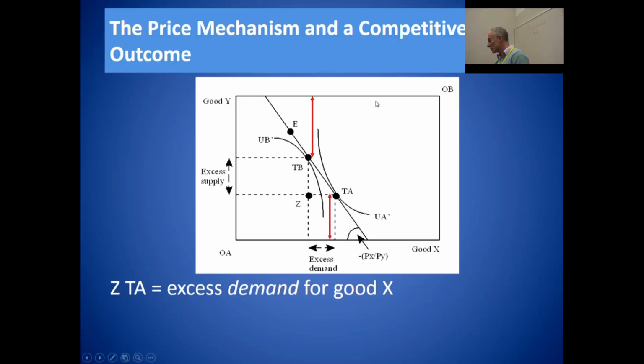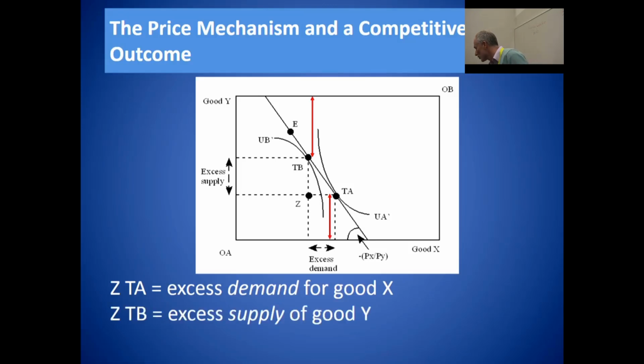Person B, measured from his origin, wants to be at point TB. So that is the amount of good Y that he wishes to demand. And if you add up that red line and that red line, you can see they don't sum to the total availability. So that area there, between Z and TB, represents the excess of supply over demand. And hence, there is an excess supply of good Y. So we can see both markets are in disequilibrium. There is an excess demand for good X, which causes its price to increase. There's an excess supply of good Y. And if there's excess supply of a good, its price will come down.